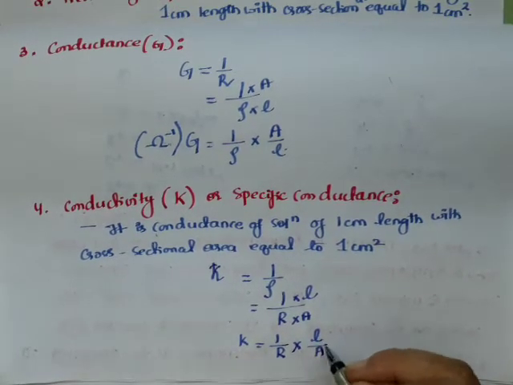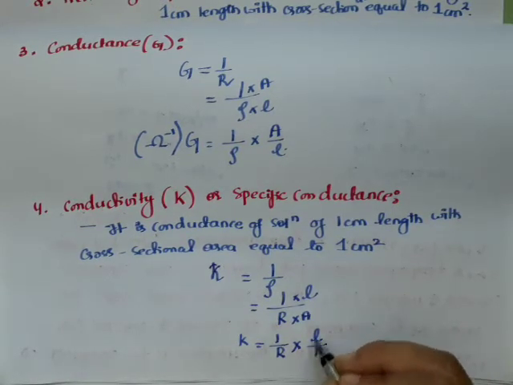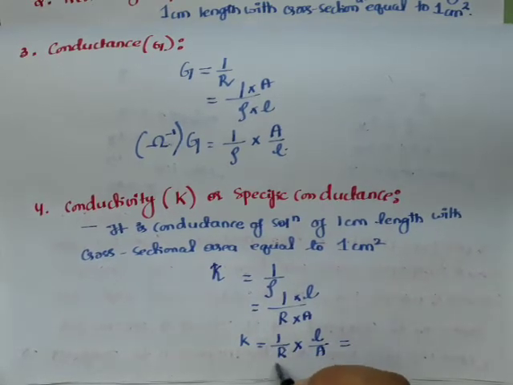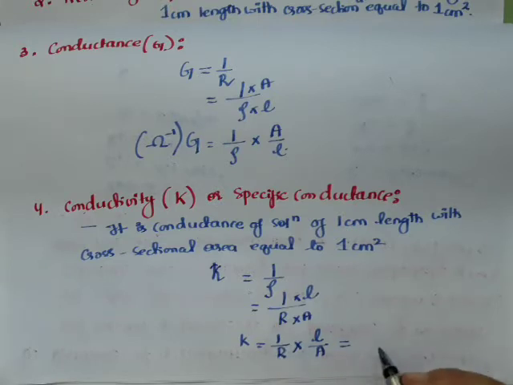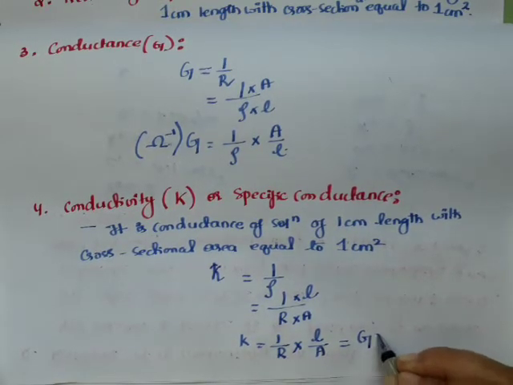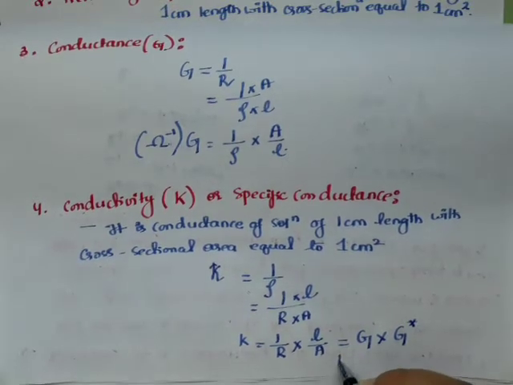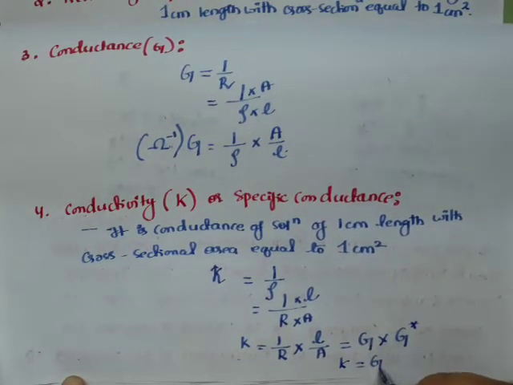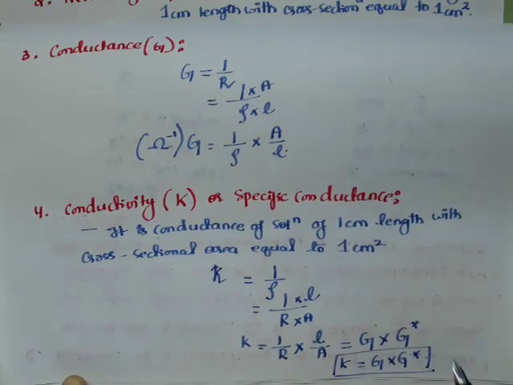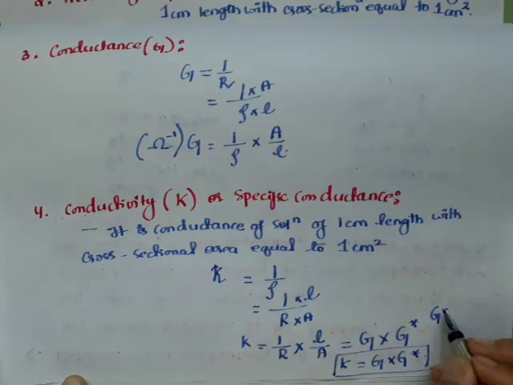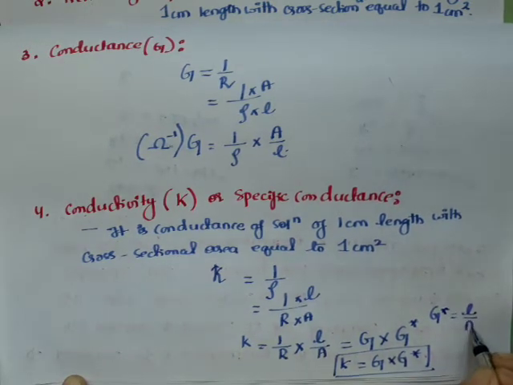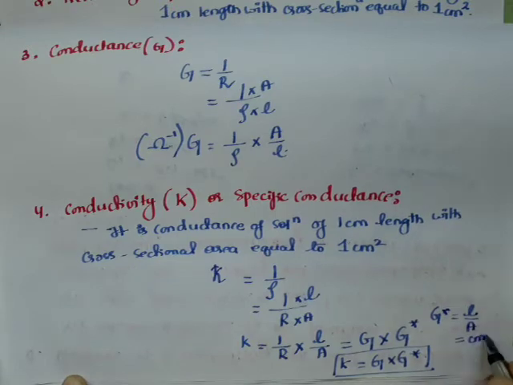Now this ratio is constant for a given conductor, so we call this term the cell constant. Again, this can be written as: what is 1 by R? It is your conductance, into what is L by A? It is your cell constant. So kappa is equal to G into G star, where G star is the cell constant, equal to L by A, and its unit is centimeter inverse.